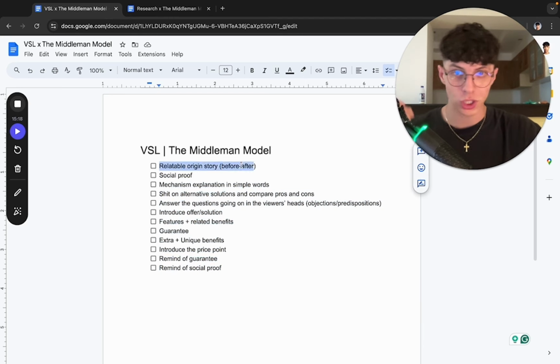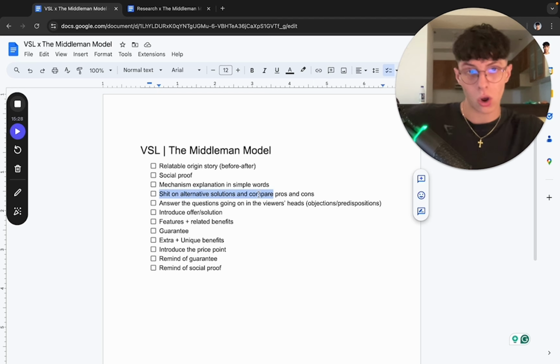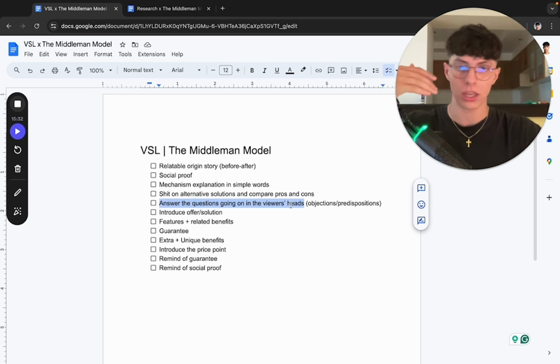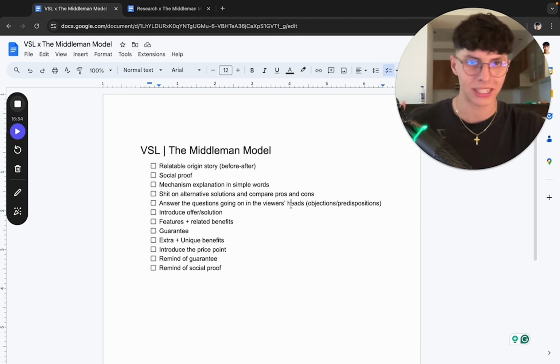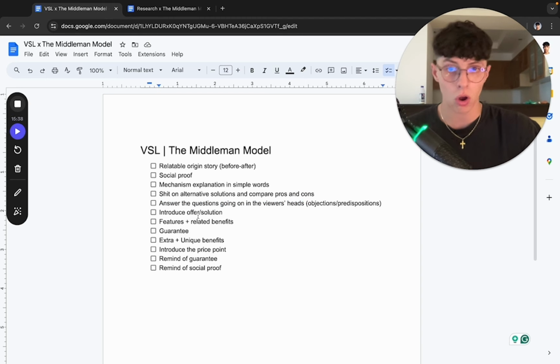So: a relatable original story, social proof, then we are going to introduce a mechanism and explain it in simple words. Then we're going to shit on all the alternative solutions and compare their cons to our pros. We're going to answer the questions that are going on in the viewer's head, so basically all of their objections, predispositions, etc. We're going to introduce our offer, saying exactly what we're going to help them do.